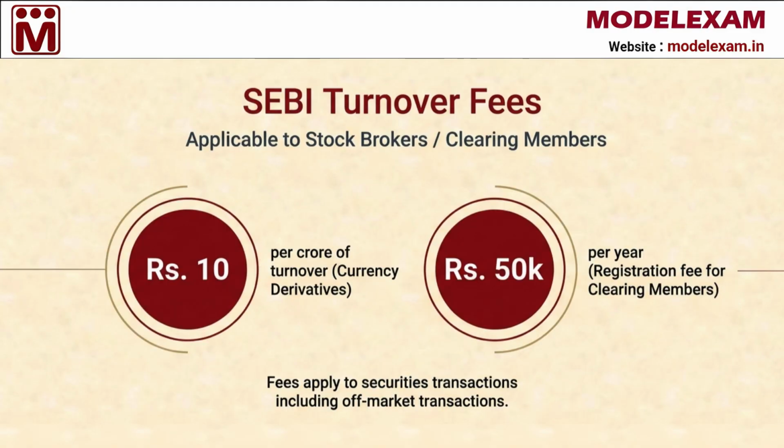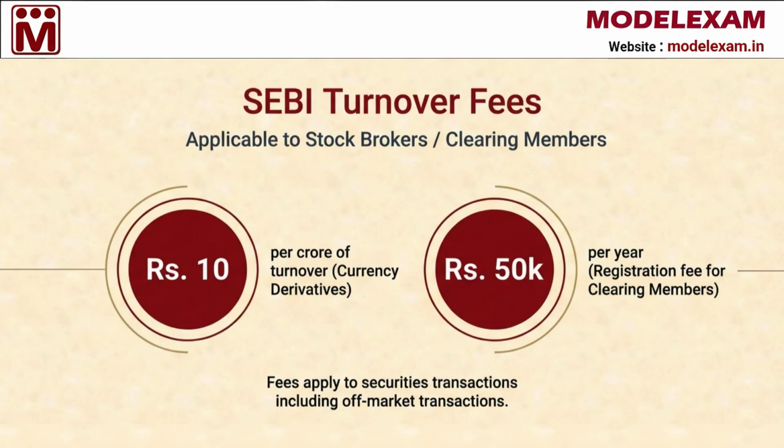Besides your broker, SEBI also requires certain fees to keep the whole market regulated and running. For currency derivatives, every broker pays a turnover fee of 10 rupees per crore of total trading volume. Additionally, clearing members and self-clearing members have to pay a flat registration fee of 50,000 rupees every year to keep their license active.